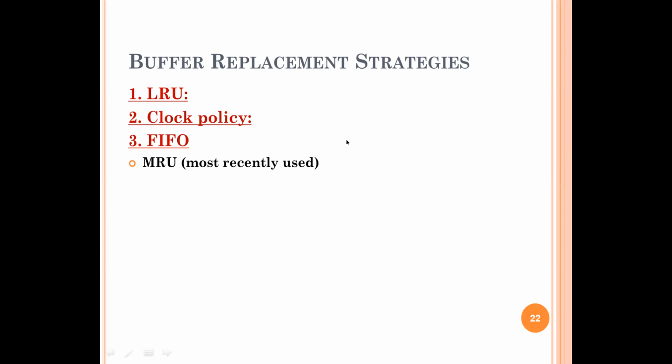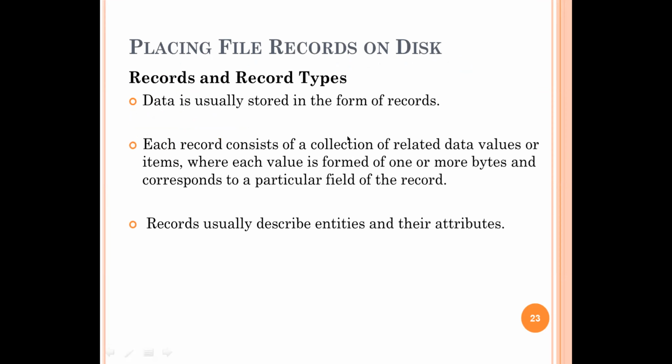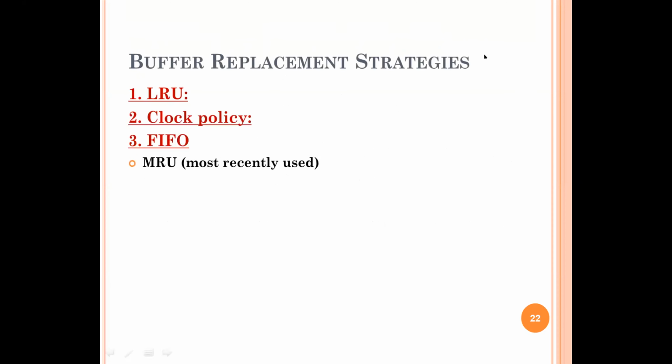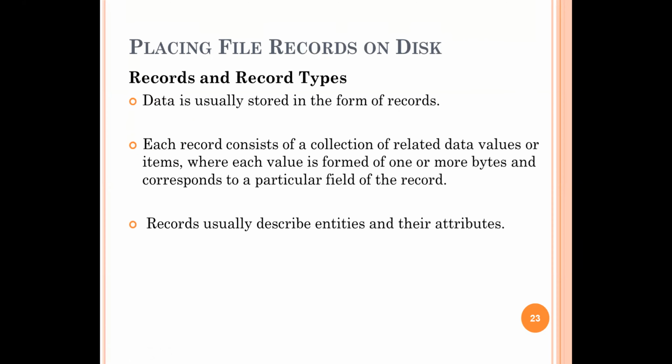Buffer replacement strategies. If you take the buffer replacement policies, like the page file, we next look at placing file records on a disk, how we are placing the files and records on a particular disk. The disk will store your data permanently, with records and record types. Based on the type, we can store the data, or based on the record, whether it is this semester data or last semester data. According to that, the data will be ordered.